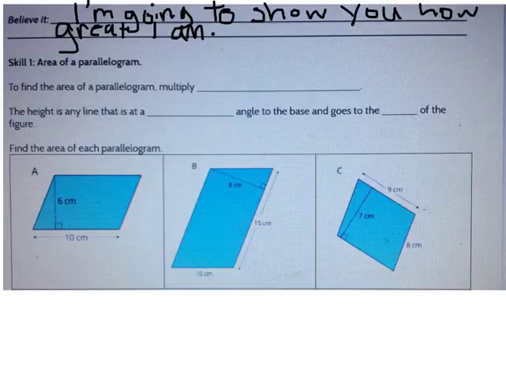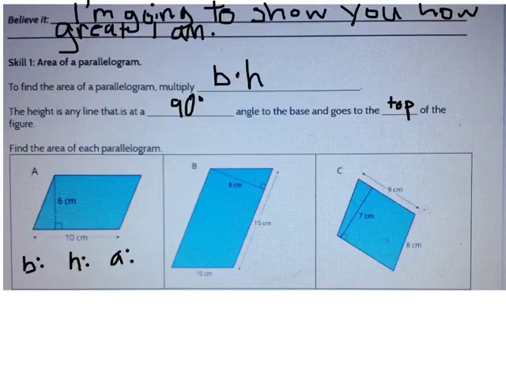Let's start by looking at the area of a parallelogram. To find the area of a parallelogram, all we have to do is multiply base times height. The height is any line that is at a 90 degree or right angle to the base and goes to the top of the figure, or to the side if your parallelogram is sideways. So let's find the area of each parallelogram. To show your work, you should label the base, the height, and the area.